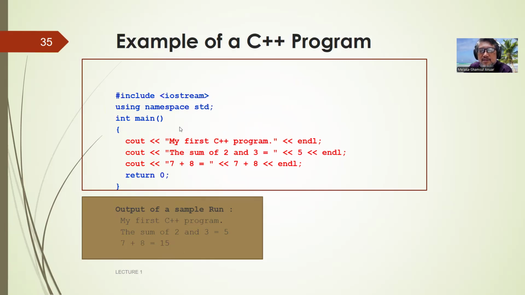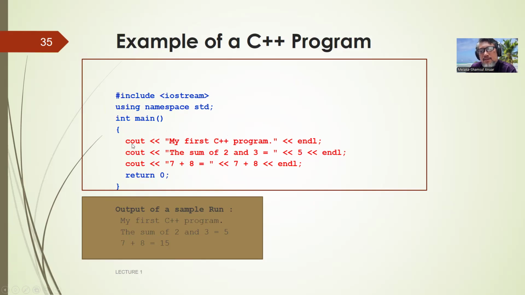Another example is this one. So #include <iostream>, using namespace std. Usually you have to use this one, and this is what we have been trained by Madam Marliza. And int main open, and then we have these instructions. A lot of the main instructions will be between these two curly brackets, and also return 0.